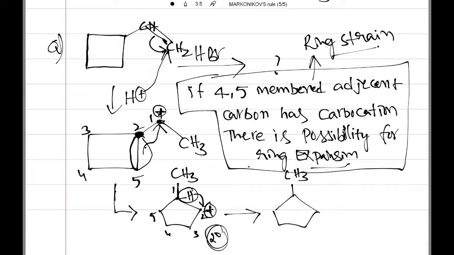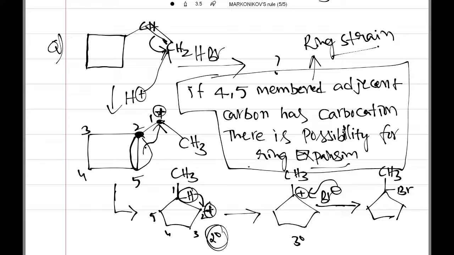So here I am getting CH3, this is the positive charge, and hydrogen shifts from the first carbon to the second carbon. Now I can get the tertiary carbocation. Now which is the most stable carbocation? Tertiary carbocation is more stable than secondary carbocation, and Br minus attaches to that carbon, and we can get the product: here CH3, and here bromine. So this is the major product of the reaction. Clear?